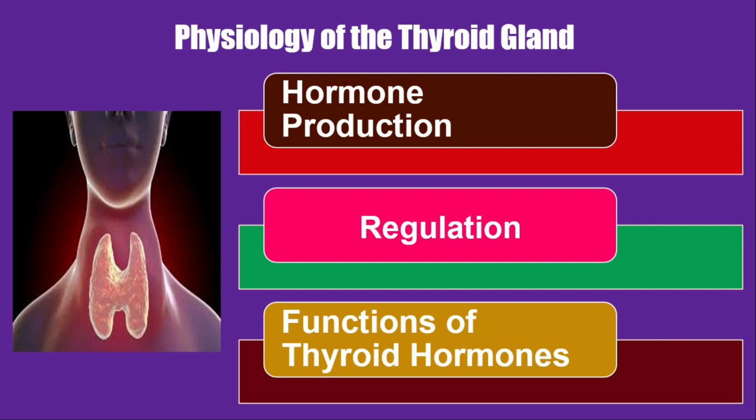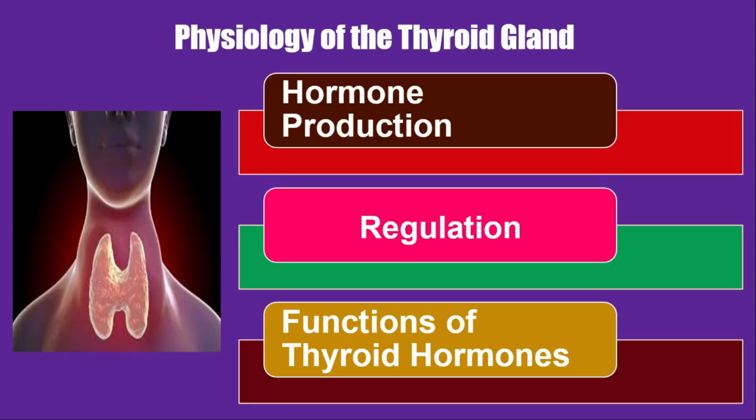The hypothalamus releases thyrotropin releasing hormone, TRH, stimulating the pituitary to release thyroid stimulating hormone, TSH, which stimulates the thyroid gland to produce T3 and T4. And there is a feedback mechanism: T3 and T4 levels in the blood provide feedback to the hypothalamus and pituitary to regulate hormone production. This is the main regulation.